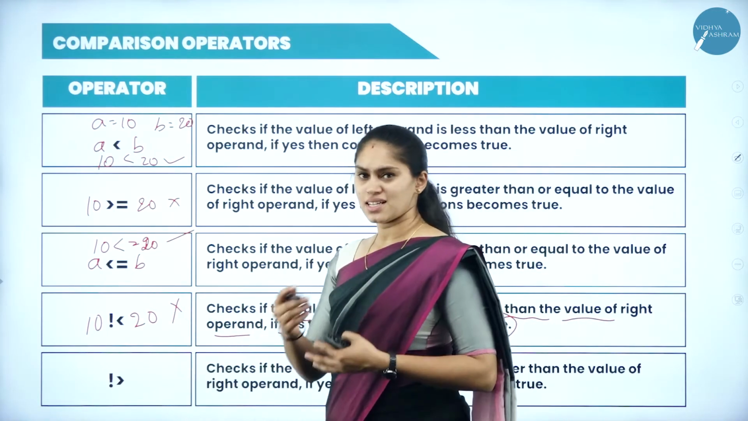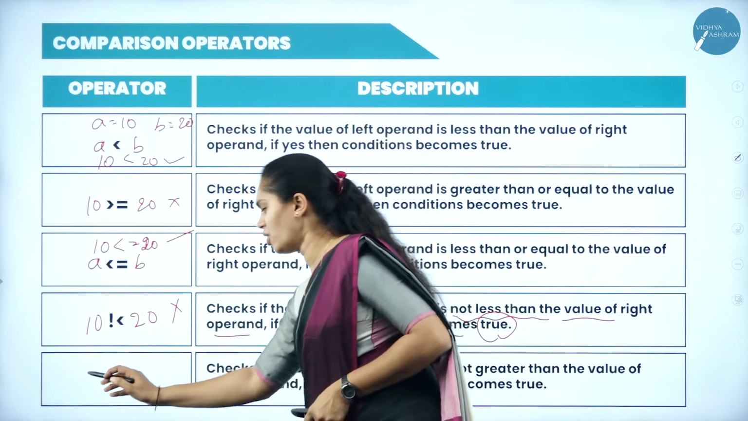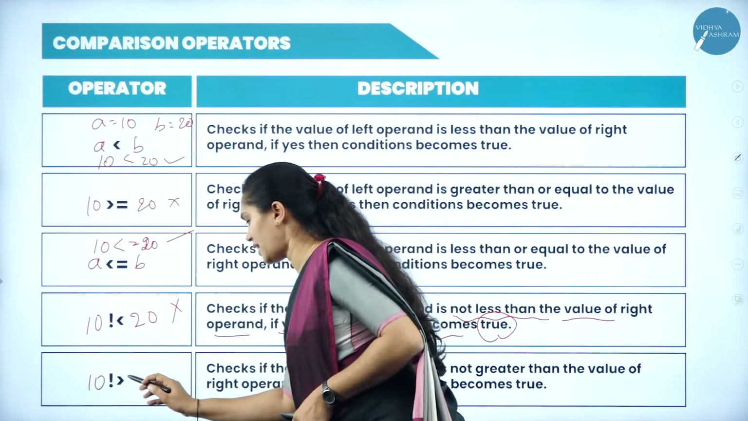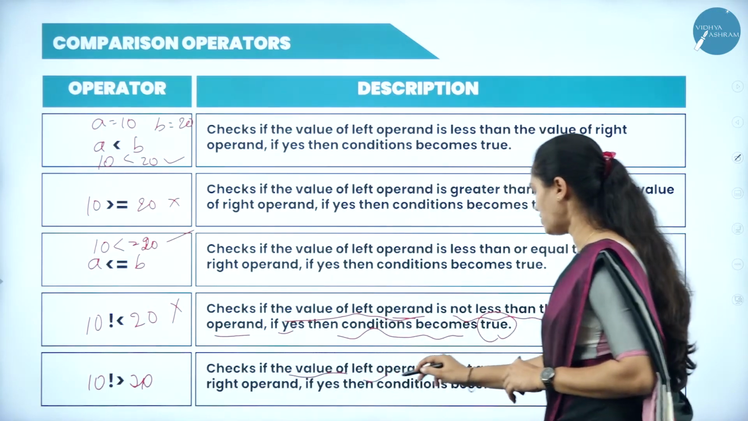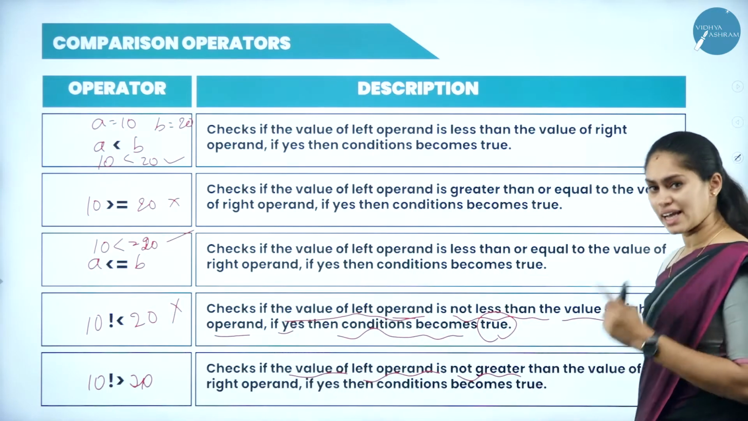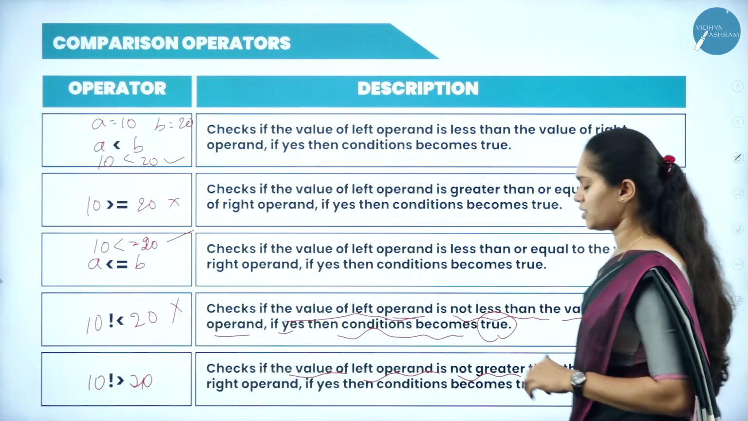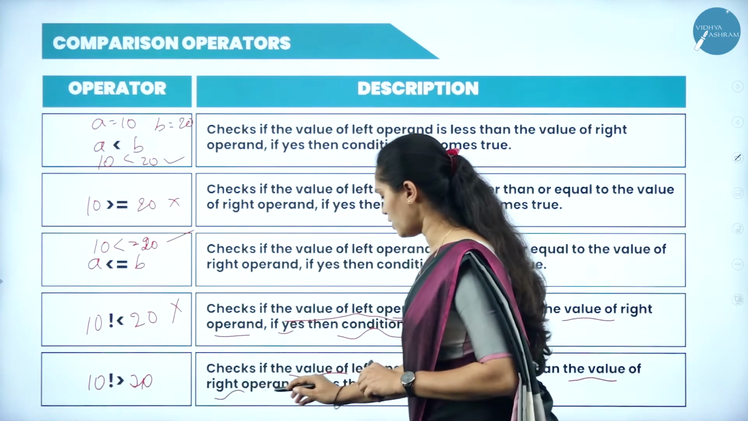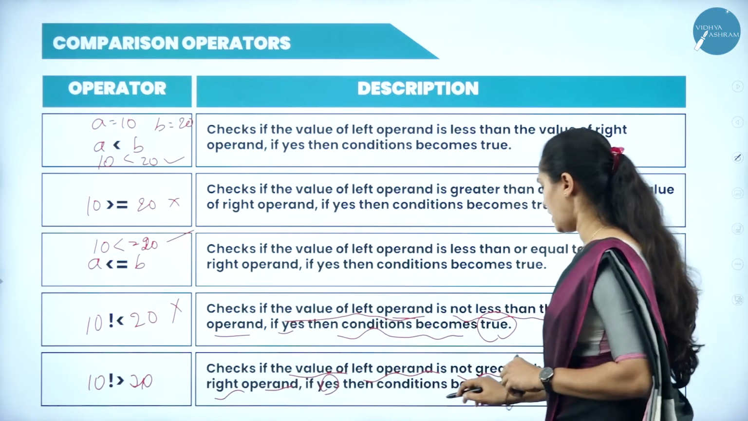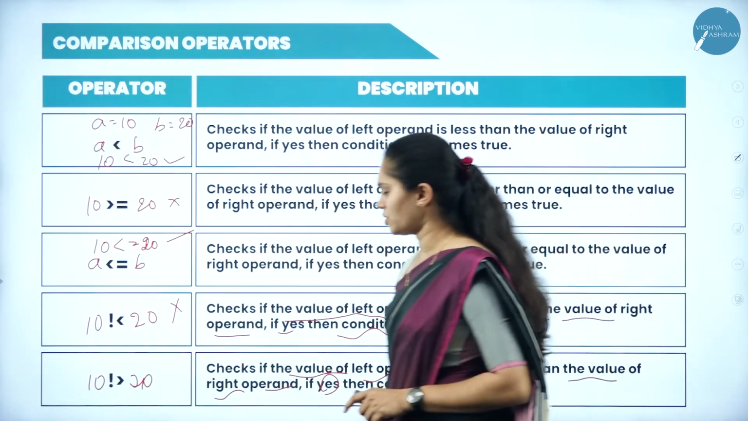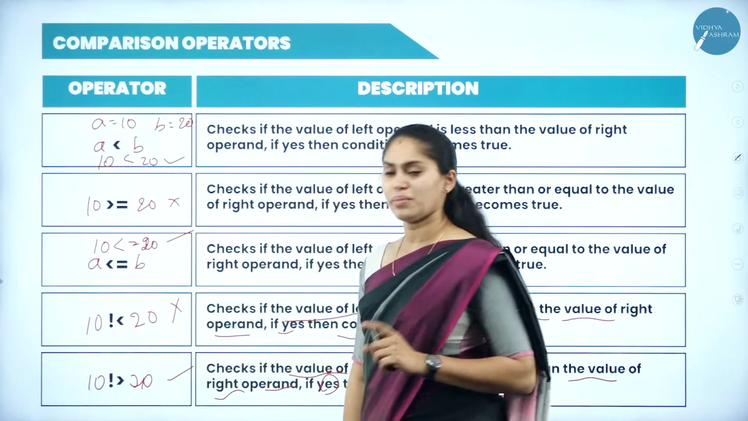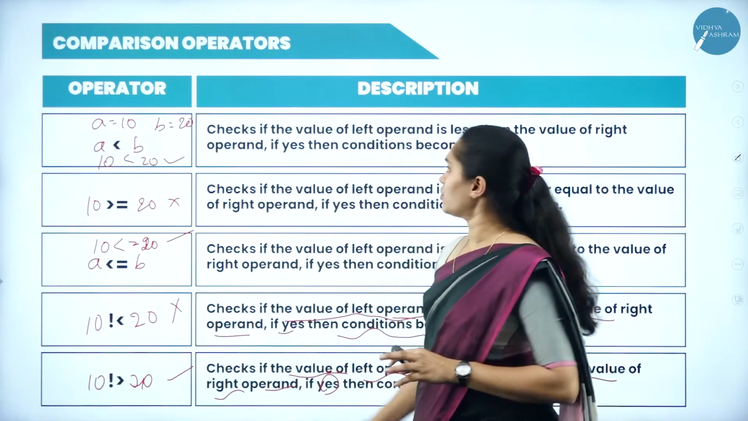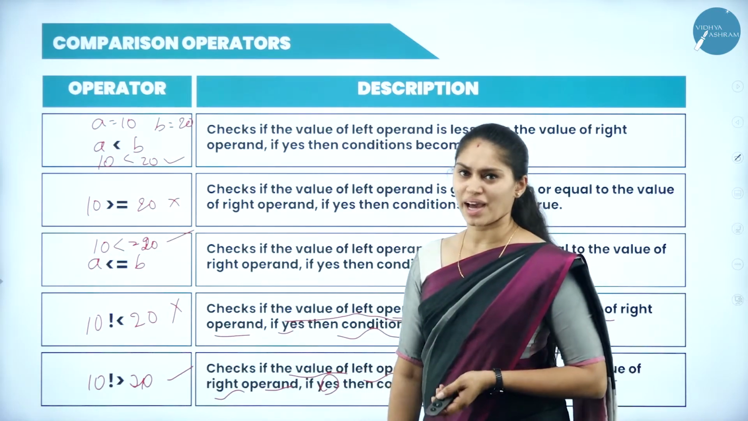And it is just the reverse of this symbol. So 10 is not greater than 20. What we are checking here is whether the value of the left operand is not greater than the value of the right operand. If it is true, then the condition becomes true. That means 10 is not greater than 20, so in this case it will be true. This is regarding relational operators, or comparison operators.